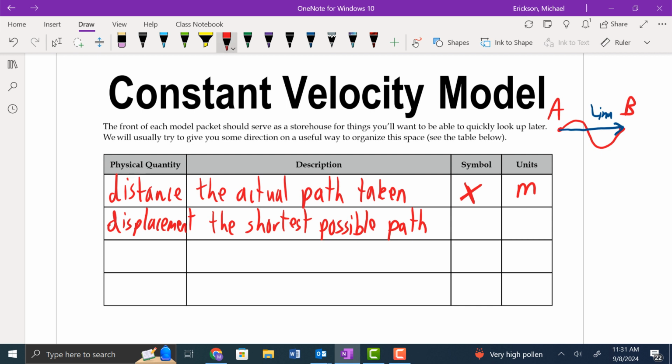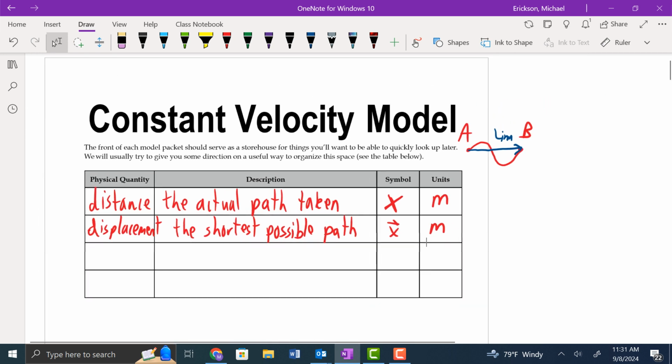The symbol for displacement, now this gets a little confusing, it's x, and we put a little bar above it, and we call this a vector bar. It also uses units of meters. Now, meters aren't the only thing that can be used for distance and displacement. This is what they call the SI units. In physics, we default to meters. You might see centimeters or millimeters or some other unit used, or maybe feet and yards, but for the most part, we're going to default to meters.